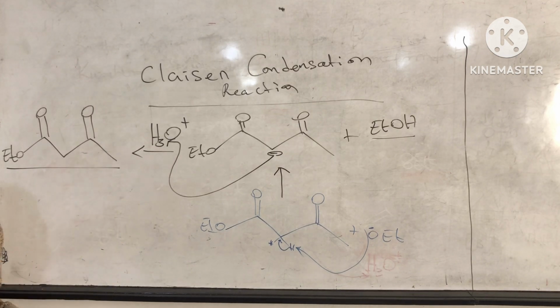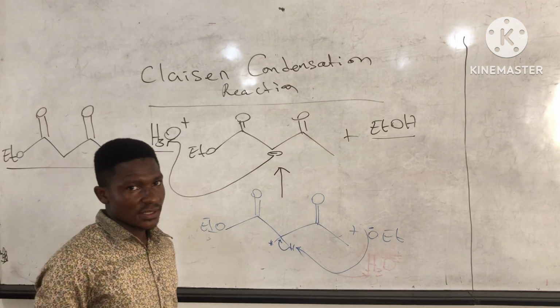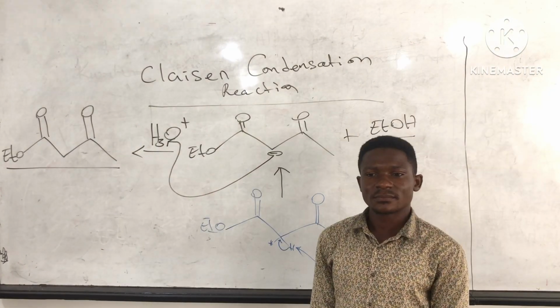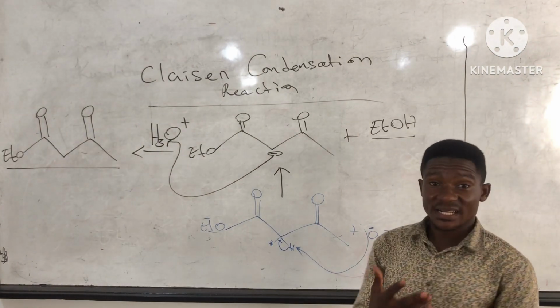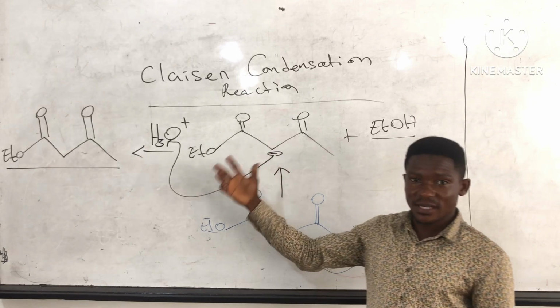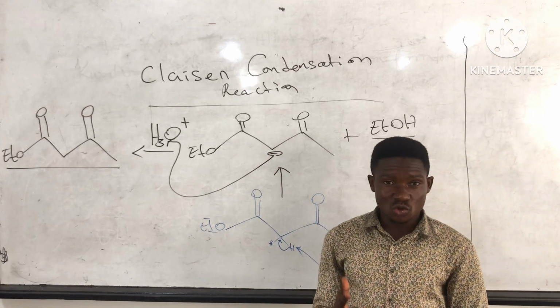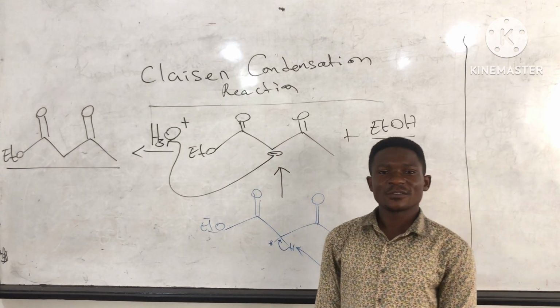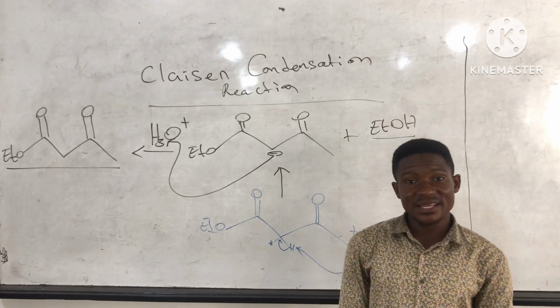This is what we call the Claisen condensation product. Okay. I'm sure you're able to understand what I explained from the beginning till now, right? And if that is true, then I am grateful for the fact that you're able to stay with me from the beginning till now.